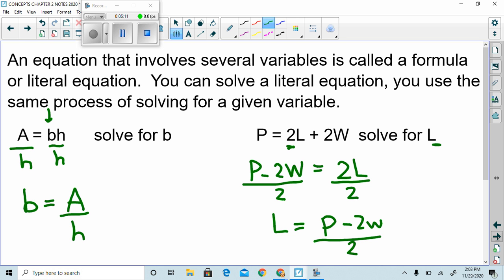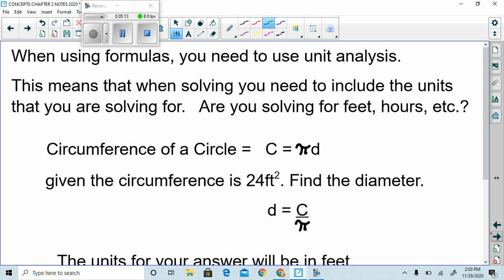Now, why are we learning how to do this? Because sometimes you're given information and you're asked to solve for a particular variable or a particular component. When using formulas, though, we need to be sure that we're using something called unit analysis. We need to tell you if we're looking at feet or money or inches, what kind of units we are describing. What were we solving for? So in the circumference of a circle, circumference is equal to pi times diameter. I would just find the diameter by taking the circumference and dividing by pi.